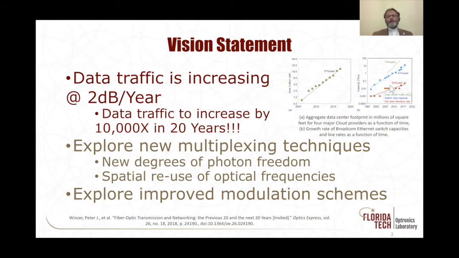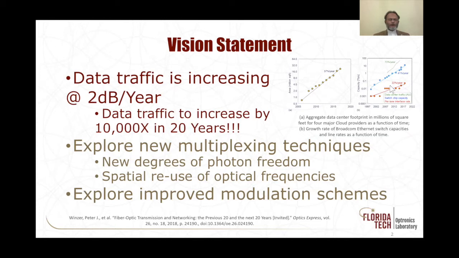So, why should we push for and look for higher data rates at multi-terabits per second? Very simple. Data traffic is increasing at 2 dB per year. What it means is that the data traffic will increase by 10,000 times over the next 20 years. Obviously, this is a very scary problem to have.